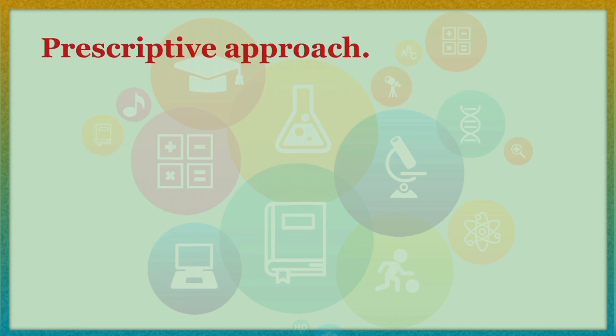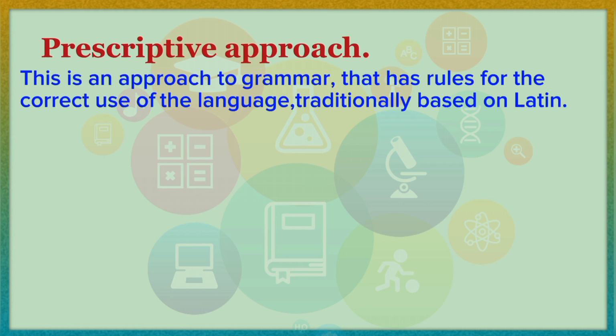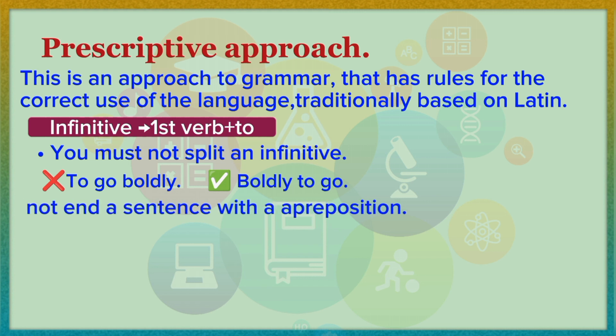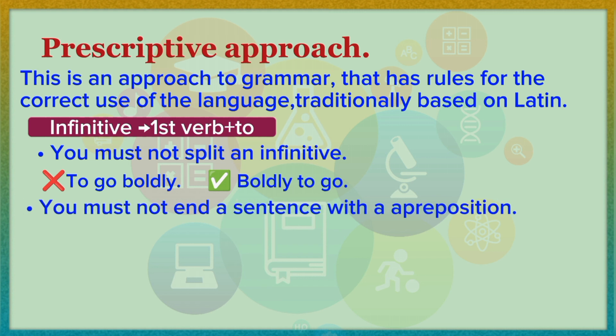Next, the prescriptive approach. This is an approach to grammar that has rules for the proper use of the language, traditionally based on Latin. Some familiar examples of prescriptive rules for English sentences are: the infinitive in English has the form to plus the base form of the verb, as in to go, and you must not split an infinitive, and you must not end a sentence with a preposition.